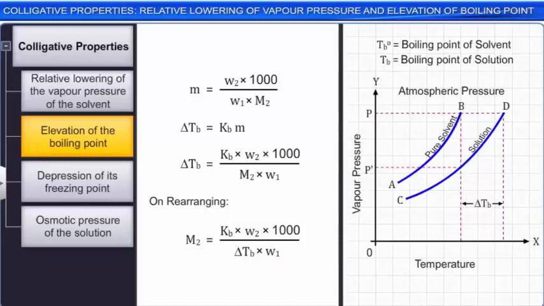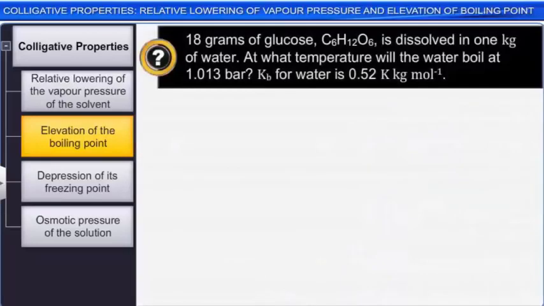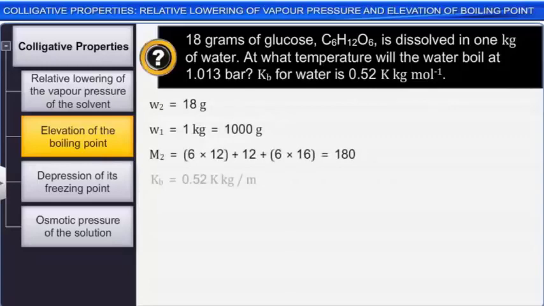18 grams of glucose, C6H12O6, is dissolved in 1 kg of water. At what temperature will the water boil at 1.013 bar? Kb for water is 0.52 Kelvin kg per mole. The first step is to list the variables given to us. W2 is equal to 18 grams, W1 is 1 kg, and Kb is equal to 0.52 Kelvin kg per mole.